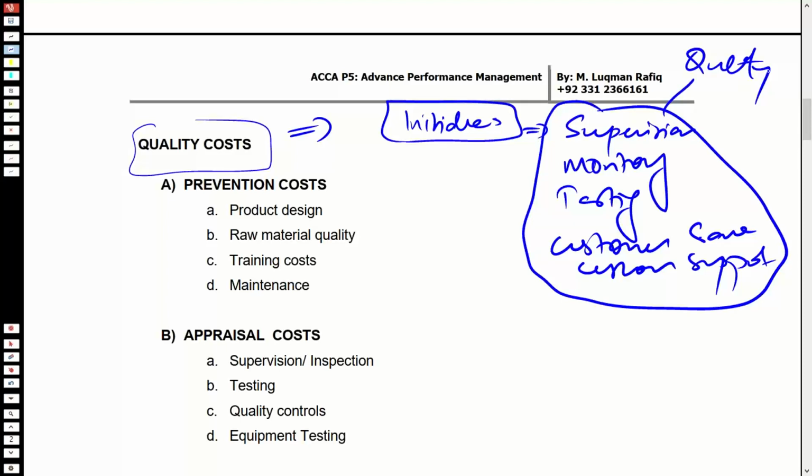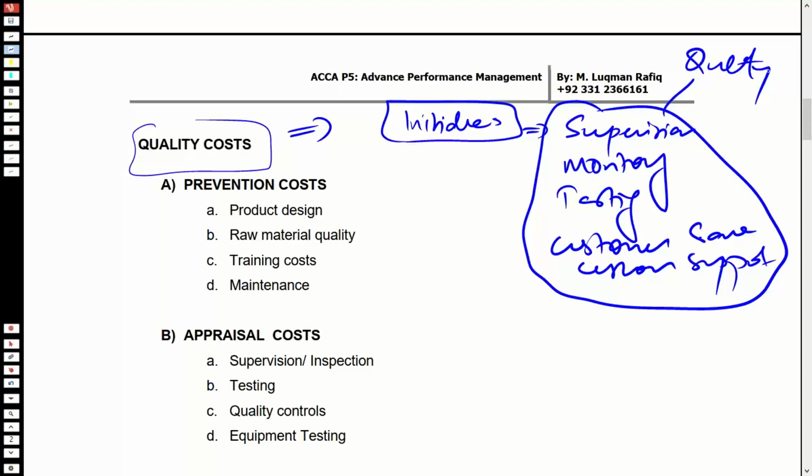Why would you set up a customer support desk? Just because you don't want your customers to lose out, just because you don't want your customers to run into a problem if they're not able to use the product properly, or if they are not able to avail the service properly. So all of these things are actually costs, directly or indirectly, to manage or to improve the quality of the business, its products, its offerings.